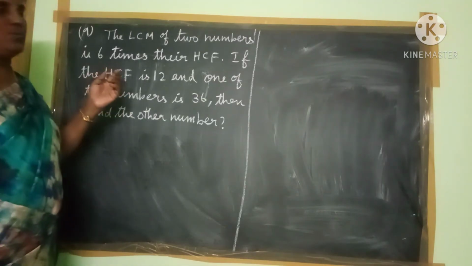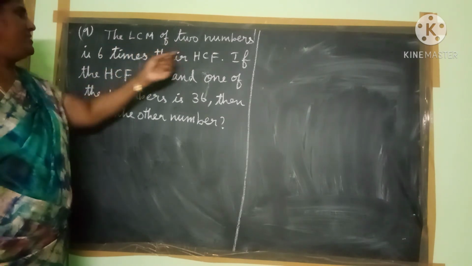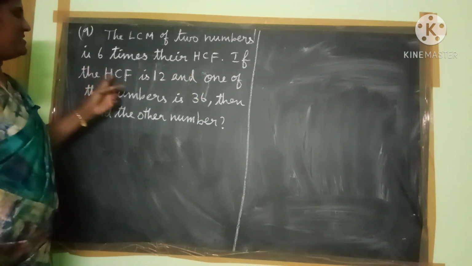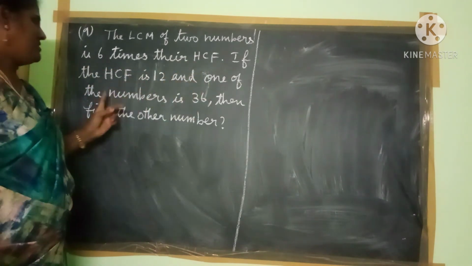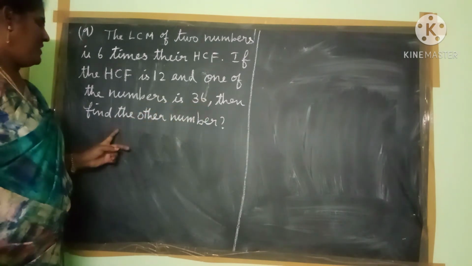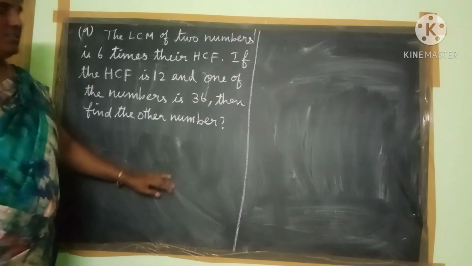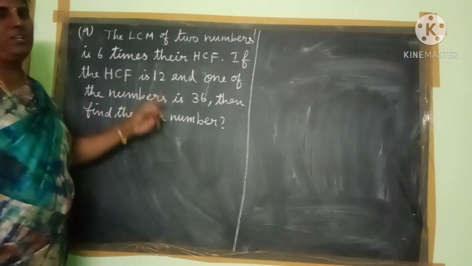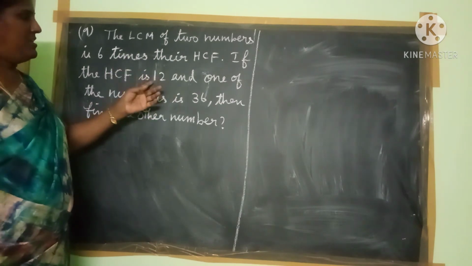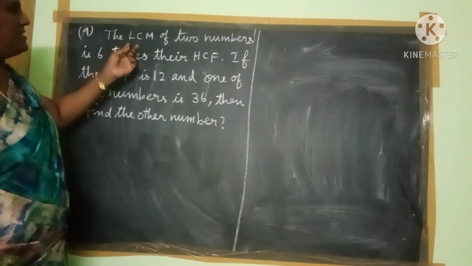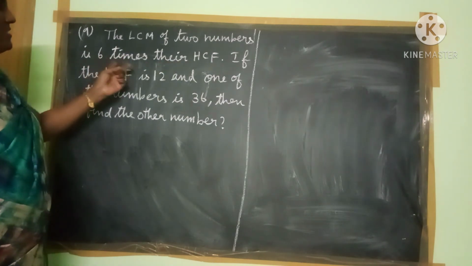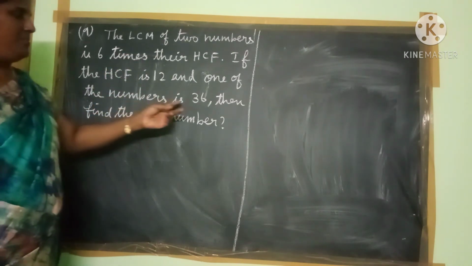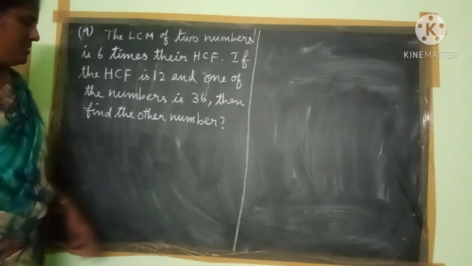Okay children, let us see the ninth one. The LCM of two numbers is 6 times their HCF. If the HCF is 12 and one of the numbers is 36, then find the other number. Okay children, in this sum what is given? The HCF of the numbers is 12, and one number is given. LCM is also given: LCM is 6 times the HCF. And one number is 36, what is the other number? That's all.